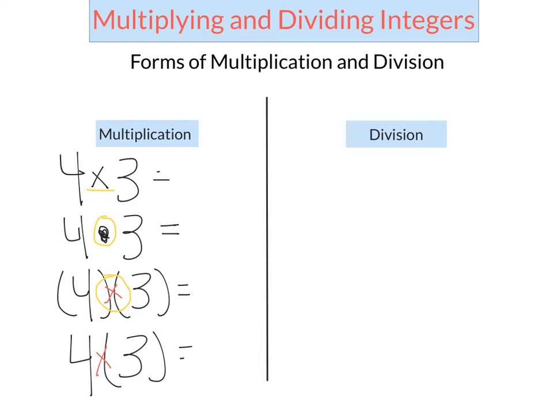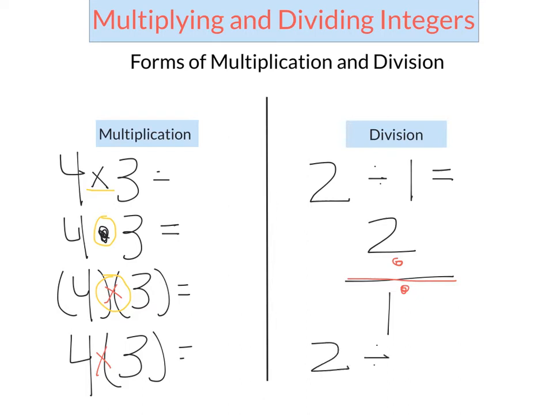Let's look over at division. The first way we see division is the same sign. Here's your division sign. 2 divided by 1. Another way we can write it, and we've learned in multiple places, is that a fraction bar is the same as division. So let's see, 2 divided by 1. If we wanted to, we could convert this fraction bar right here into a division sign. That is the same as 2 divided by 1.